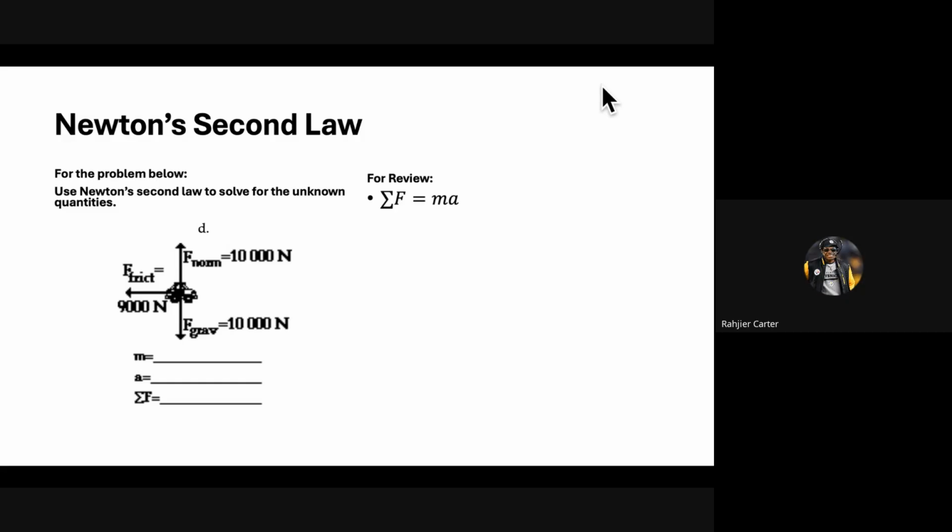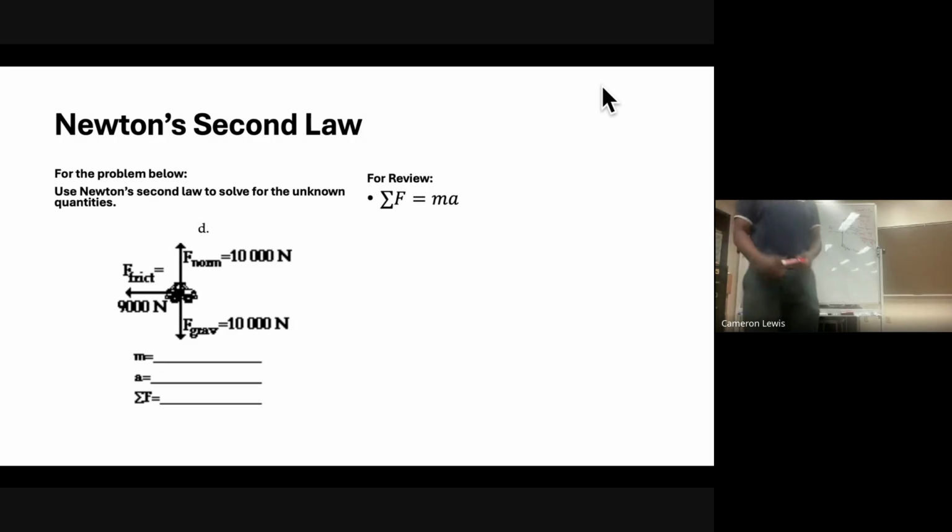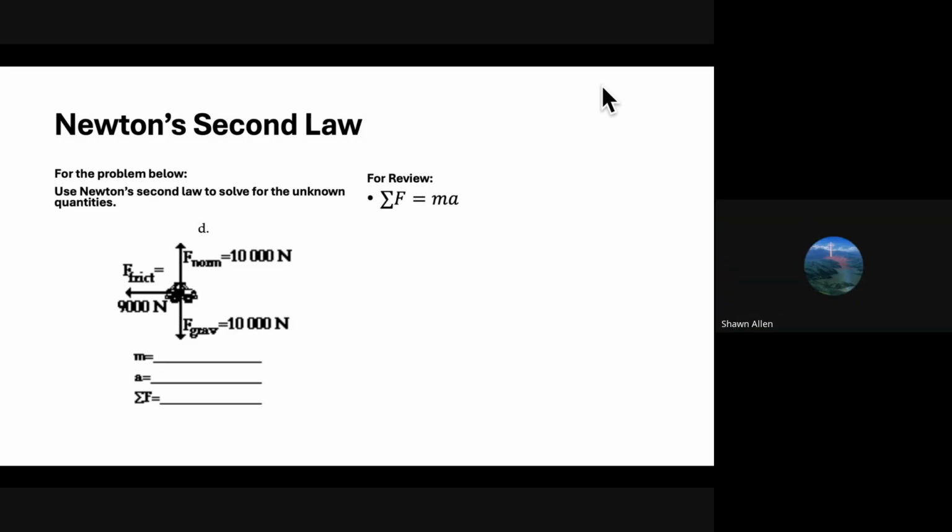Is it 918, 36, or 37? Say it again. Is it 10,000 divided by 9.8? Yeah, 10,000 divided by 9.8. I got 1,020. 1,020 even? Wait, it's what, 0.4? Divided by? Say it again. 0.4. 1,020.41. What do we divide by?